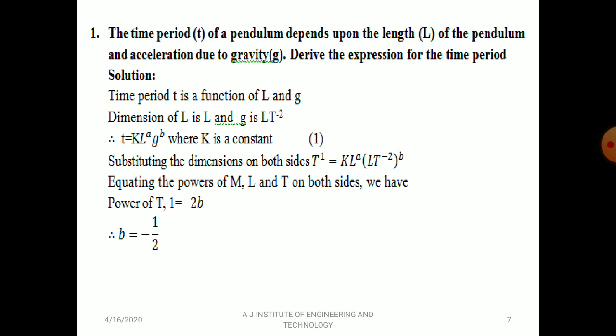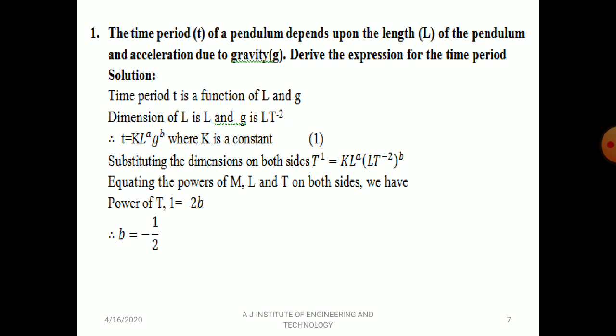Then step 3, we have to express it in the form of exponents, like x equal to k into x1 to the power a into x2 to the power b into x3 to the power c. So here in place of x we get t, because this is the dependent parameter. So t equal to k into L to the power a into g to the power b, where k is a constant and a and b are exponents. Take it as expression 1.